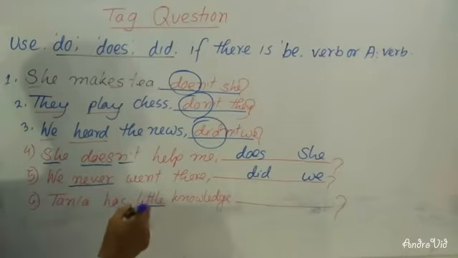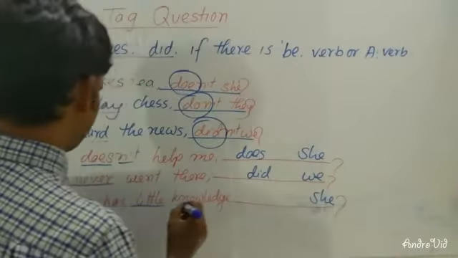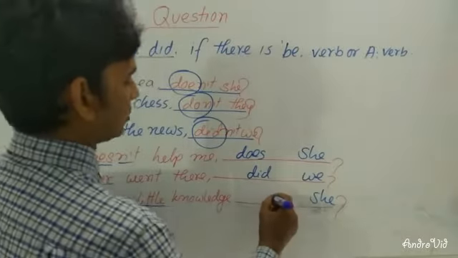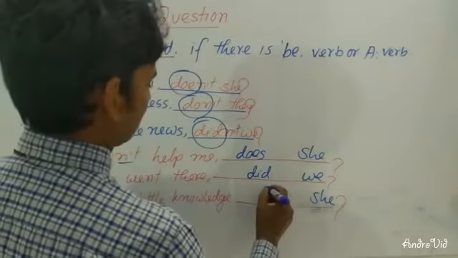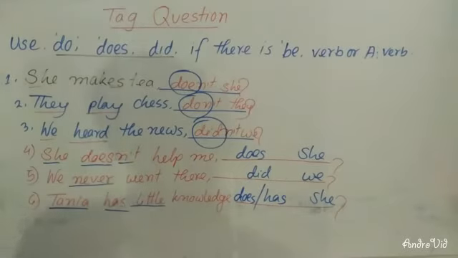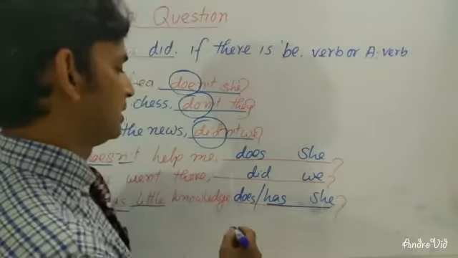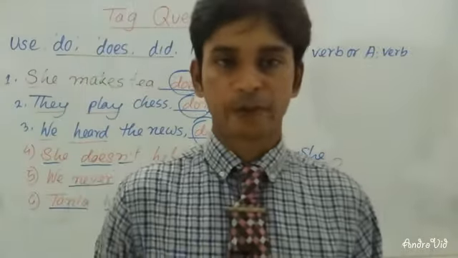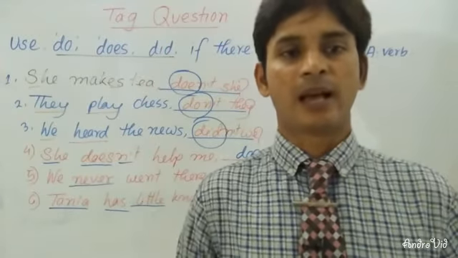Tanya has little knowledge. Tanya is the subject, so you will have to write here "she", and there is "has", so you can write here "has". Or sometimes you can write also here "does", as it is present. So, Tanya has little knowledge, does she? Tanya has little knowledge, has she? "Has she" is American English, and "does she" is British English. So the British use "does she", and Americans use "has she".